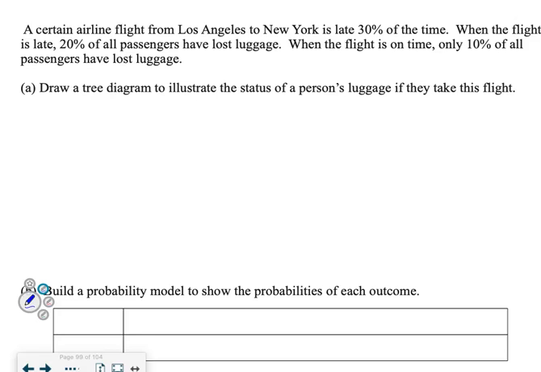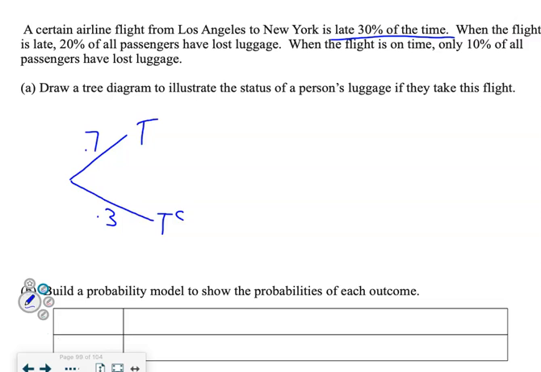So the first thing that we've got to figure out is what's the probability that I'm on time? Okay, so I'm on time, and then I'm going to use that notation for the complement. So T stands for on time, T with the complement means we're not on time, okay? So a certain airline flight from Los Angeles to New York is late 30% of the time. That means we're not on time. So 0.3 actually goes down there. That means we are on time 70% of the time, okay?